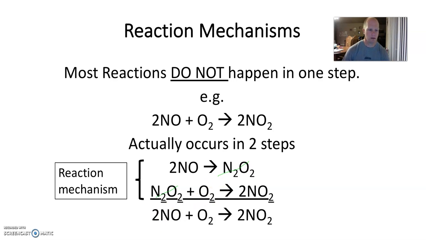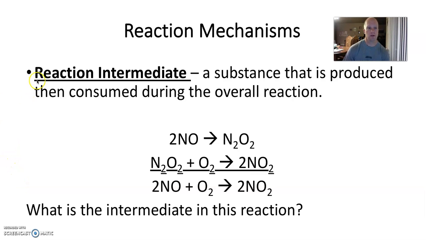So what are they? Well, they are what is called a reaction intermediate. A reaction intermediate is a substance that's produced and then consumed. Here, N2O2 is produced in the first step of the reaction, and then it is consumed in the second step. So what's the intermediate in this reaction? It is this right here: produced and then consumed. So it's not a product or a reactant, it's an intermediate.